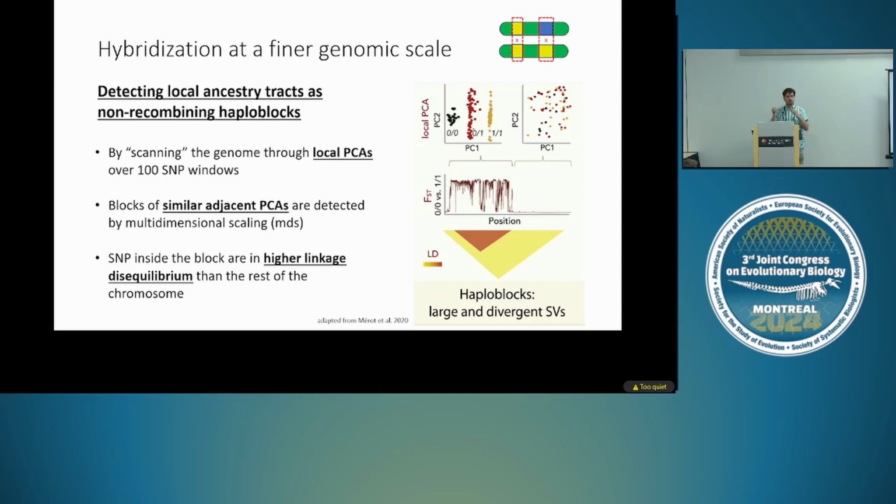And we borrowed a method that is used more and more to identify large structural variations, that is local PCAs. So you basically scan your whole genome doing PCAs along small windows and look for consecutive windows that show a very distinct pattern of genetic variation from the rest, and that you can interpret as non-recombining haploblocks that will create these three very distinct groups, with the two homozygotes, for example, for an inversion, and the heterozygote in the middle.